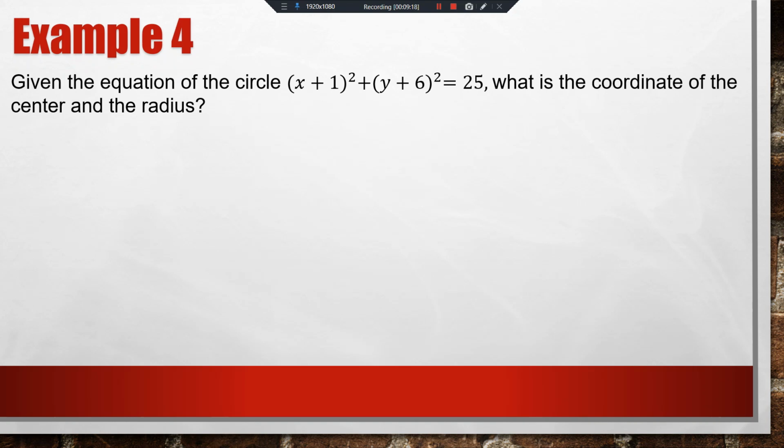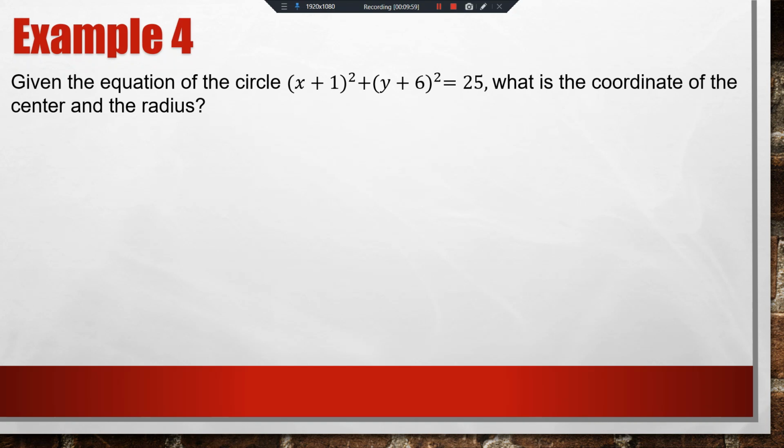Another example, given the equation of the circle, quantity x plus 1 squared plus the quantity of y plus 6 squared is equal to 25. What is the coordinate of the center and the radius? So in this example, what we're going to do is to identify the center and the radius. Now, as you can see, your equation is in the standard form. So take note, in standard form, madali nating makita ang HK in the equation.